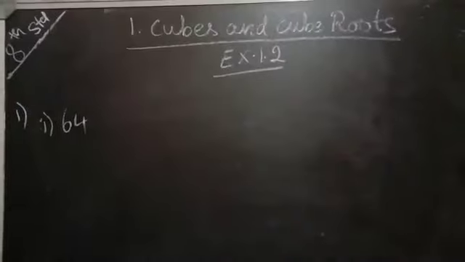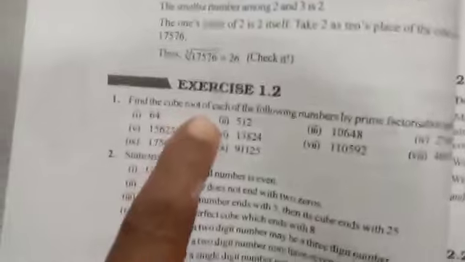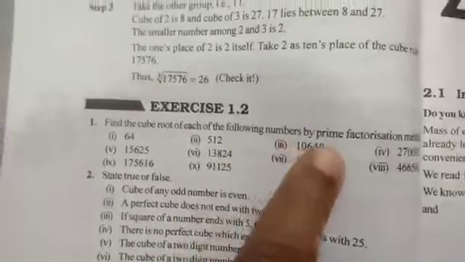Topic is cubes and cube roots. Exercise 1.2. First main is find the cube root of each of the following numbers by prime factorization method. The first one given is 64.